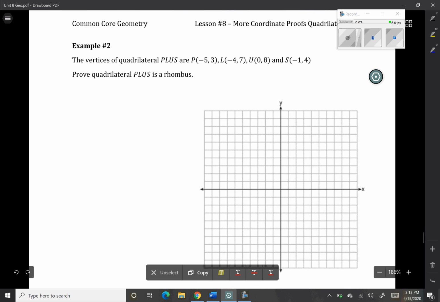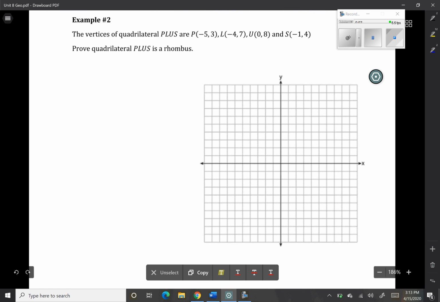Now let's move on. The next one actually asks us to prove it is a rhombus. To prove it's a rhombus, I first have to prove it's a parallelogram, then just show that all the sides are congruent, or consecutive sides are congruent. So let's first make a plan. My plan is going to be to use slope to show parallelogram.